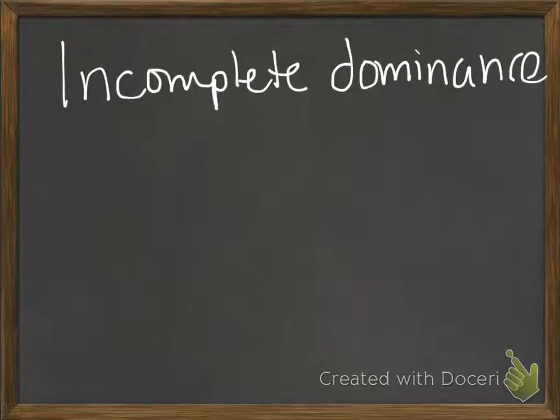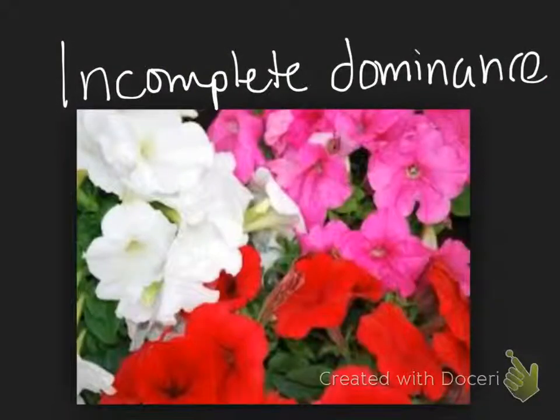Incomplete dominance. Incomplete dominance is a little bit different. In incomplete dominance, rather than both of them being dominant, neither of them is actually dominant. Okay? So this is a case where neither trait will hide the other. In the classic example that's given, these are petunias. We got red petunias, we got white petunias, and we got pink petunias.